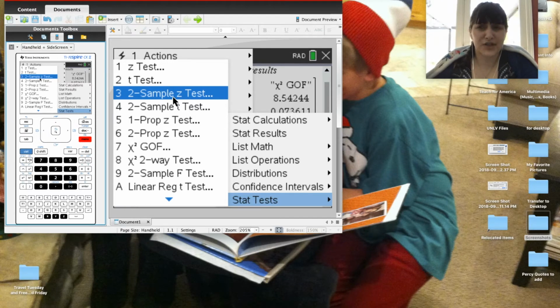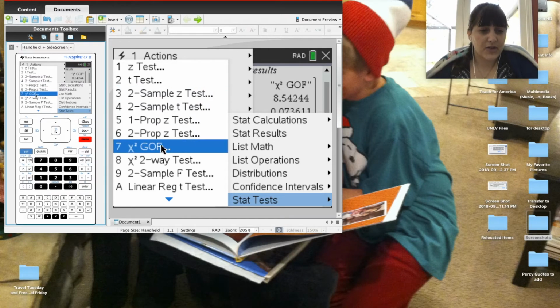Remember, all this is going to do is the math part, right? So it's not going to check the assumptions for you. It's not going to write the hypotheses for you. It's not going to write your conclusion and context, right? It's just going to give you the test statistic and the p-value, okay? So I'm going down here to chi-squared GOF. So I'm going to click that.